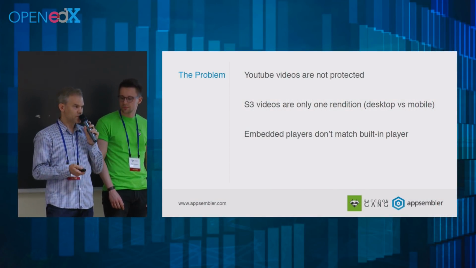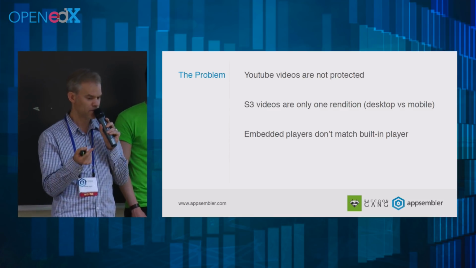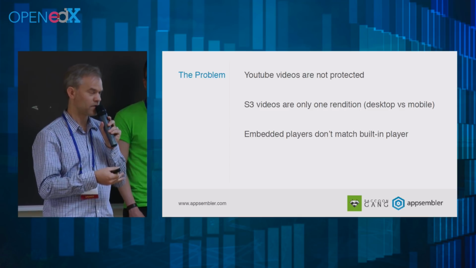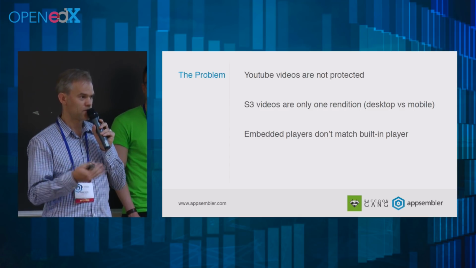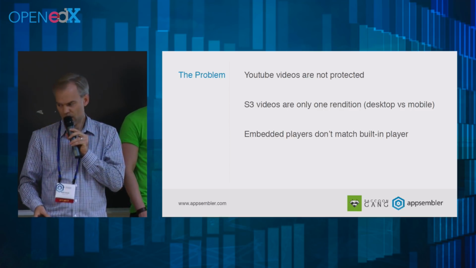The other problem is that with the S3 videos, you can only have one, which means if you want to have one video that's optimized for mobile, another video optimized for desktop, you have to pick. So the video player can really only play one video.